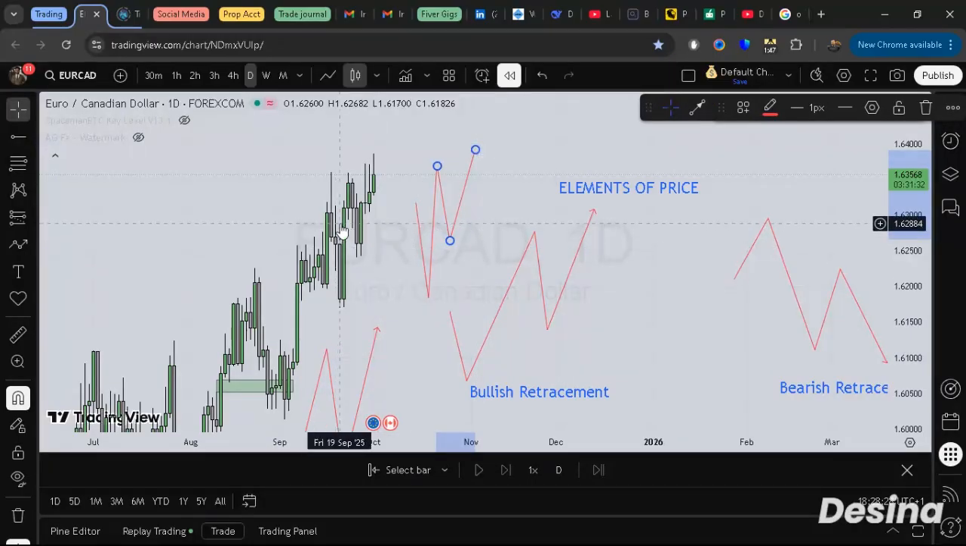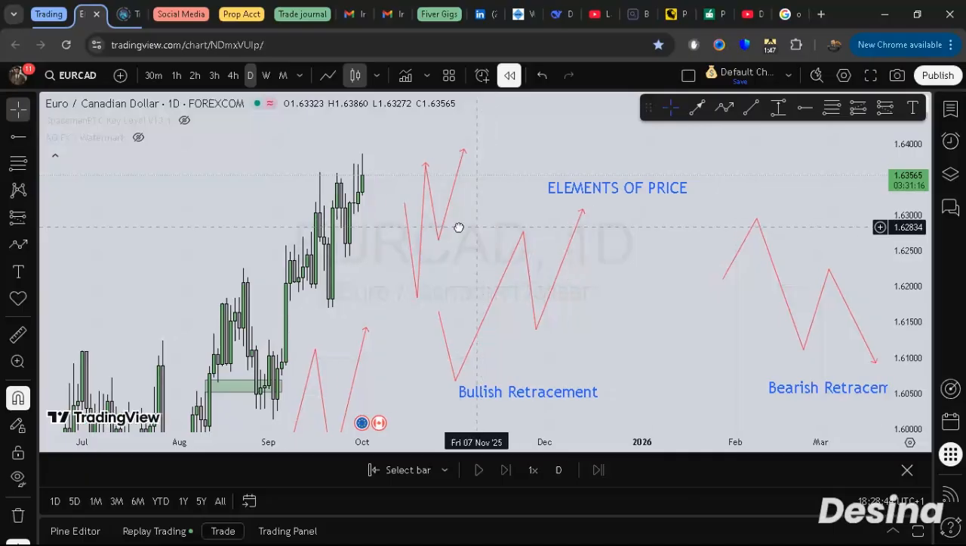But before price came in, we have a fair value gap for this space in between. Some other time we are going to talk about a fair value gap. For now, I'm just talking about the element of price. So in between here now, we had an FVG, which price came back inside and continued upward.